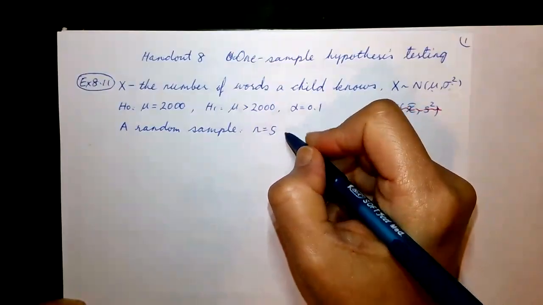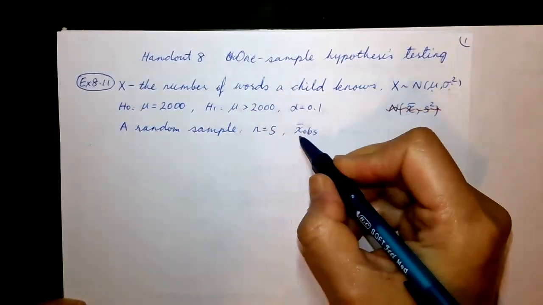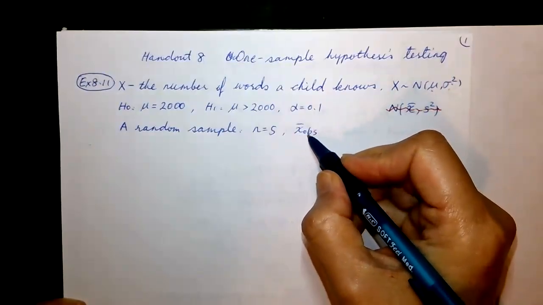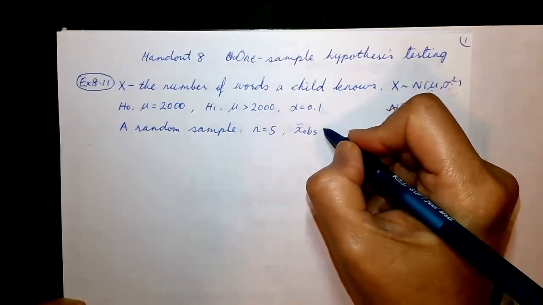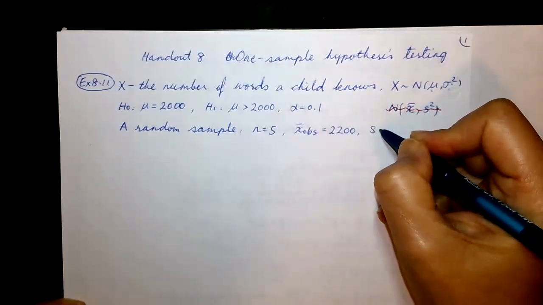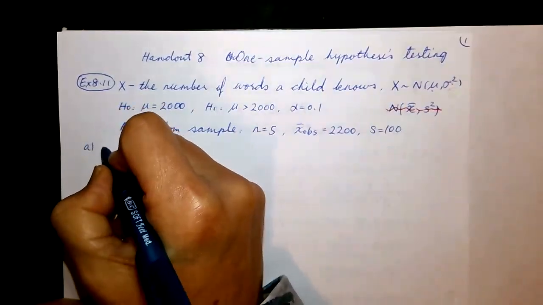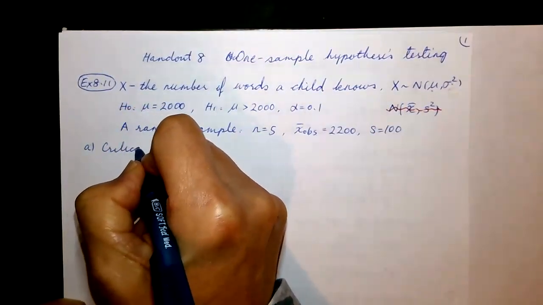And sample size. How many do they know on average? This is my X bar observed, right? Observed from the sample. They know this many, and their standard deviation is 100. Now let's start the first method, critical region.